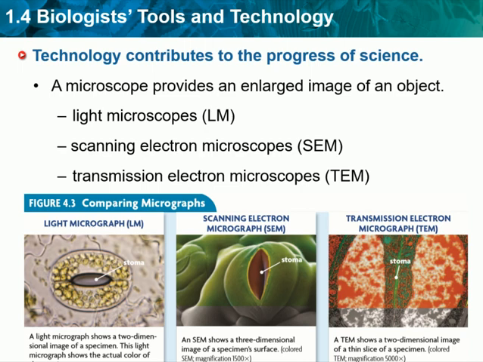A transmission electron microscope, TEM, transmits electrons through a thin slice of a specimen. The TEM makes a two-dimensional image similar to that of a light microscope, but a TEM has a much higher magnification. SEM and TEM images are artificially colorized with computers so that tiny details, such as leaf pores or stoma, like the one shown on the screen here, are easier to see.